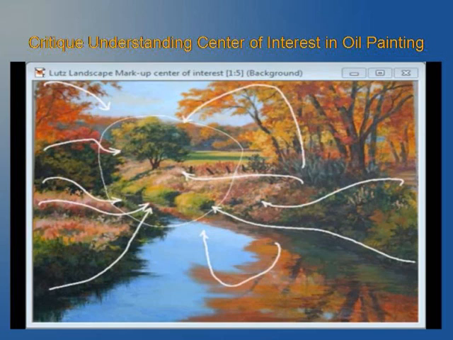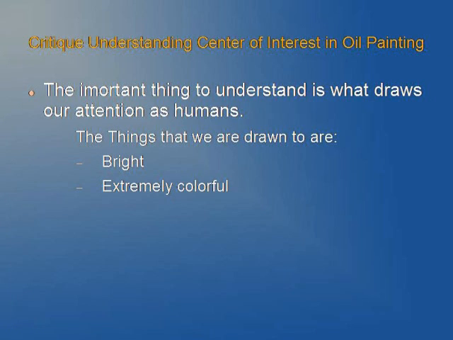of interest, right? First and foremost, I think the most important thing to understand is what draws our attention as humans. So first, the things that we're drawn to are things that are bright, kind of bright and shiny. In other words, we like things that are bright, and we like things that are extremely colorful, right? Those are things that grab our attention. And then there's a few other things too, is we like things that are different.